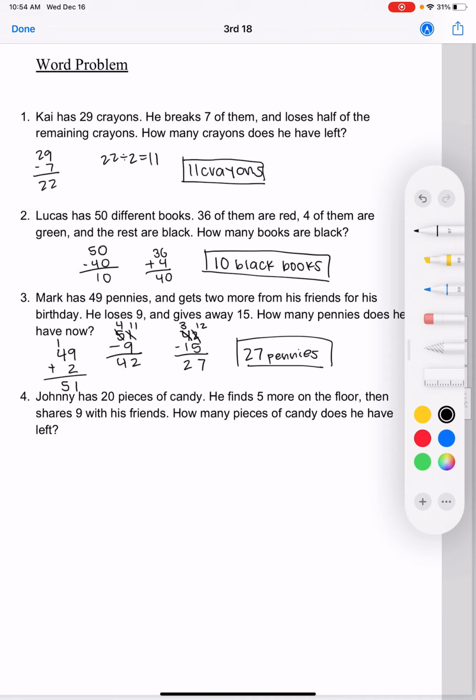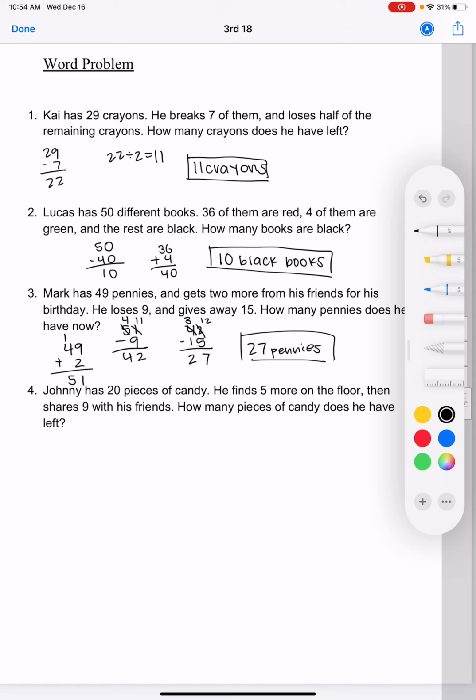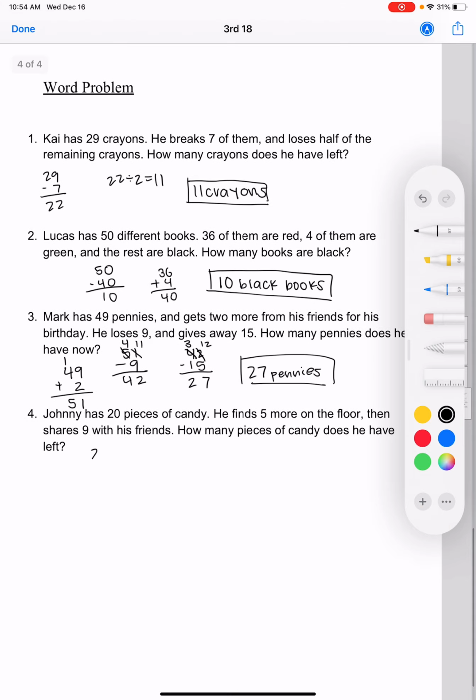Okay, last. Johnny has 20 pieces of candy. He finds 5 more on the floor, then shares 9 with his friends. How many pieces of candy does he have left? So he has 20 pieces of candy, and he finds 5 more on the floor. So 20 plus 5 is 25. Then he shares 9 with his friends. So 25 minus 9. Because each friend gets 1 piece. So 5 minus 9, you have to change that to a 15 by bringing over 10 from the 2, which makes it a 1. 15 minus 9 is 6, and 1 minus nothing is 1. So he has 16 pieces of candy left.